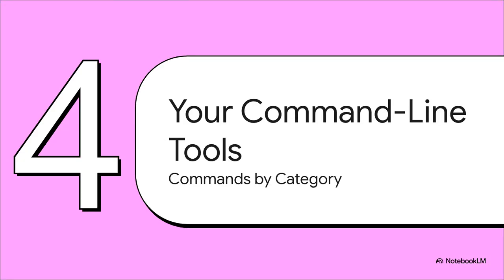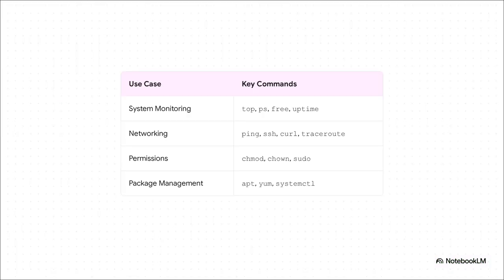Okay, so you can navigate, you can create files, and you even know how to teach yourself new things. That's fantastic. But with so many commands out there, how do you keep them all straight in your head? Well, it helps to think of them like a toolkit, where each tool is grouped by what it does. Let's just do a quick flyby. For system monitoring, checking up on your computer's health, you've got commands like top. For networking, to see if you can reach another computer, you've got tools like ping. For permissions, which is all about security and who can do what, chmod and sudo are your go-tos. And for installing new software, you'll use a package manager like apt or yum. It's like having different drawers in your toolbox for different kinds of jobs.